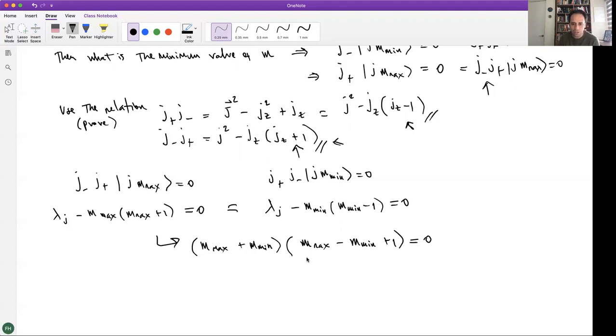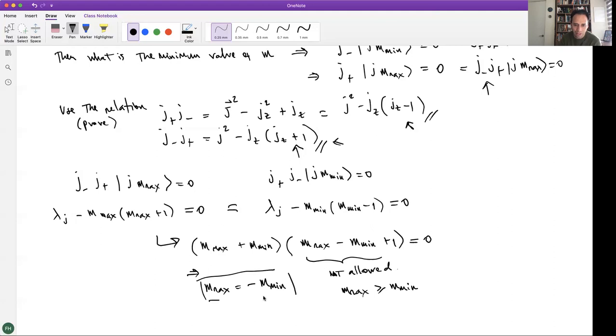But this is not possible, right? So this is not allowed. Why? Because we said that M maximum has to be equal to or greater than M minimum. That's a constraint, right? So the second factor cannot vanish, which means that M maximum has to be equal to the negative of M minimum, and that's another constraint we found on the M's. Okay.